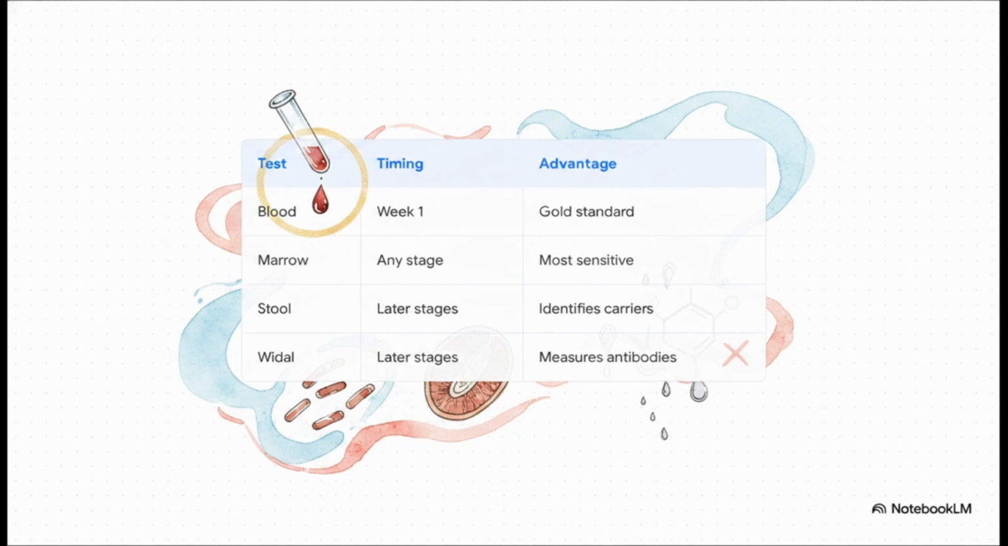Bone marrow culture actually remains the most sensitive method overall because it works at any stage of the disease, even if the patient has already started taking antibiotics. Stool culture becomes incredibly useful in later stages, especially to identify those chronic carriers we spoke about earlier. Widal test, the traditional test used to measure antibodies in later stages, though doctors have to be a bit cautious with it as it can occasionally give false positives.